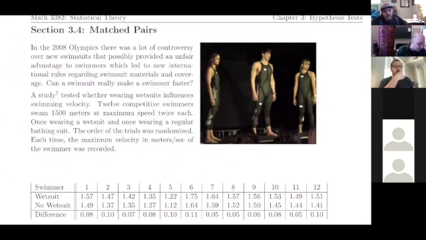If we were trying to answer the following question, a bunch of years ago they came out with these newer swimsuits that some athletes were using in the Olympics and others weren't, and they were suspicious that maybe these swimsuits were giving an unfair competitive advantage. So they did a study where they wanted to see whether these swimsuits actually do help people swim faster.